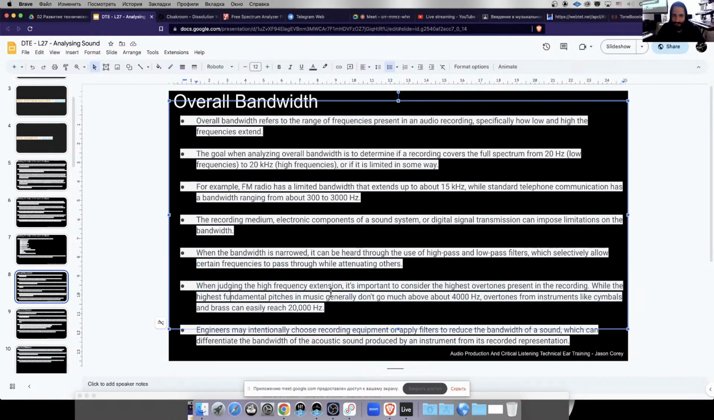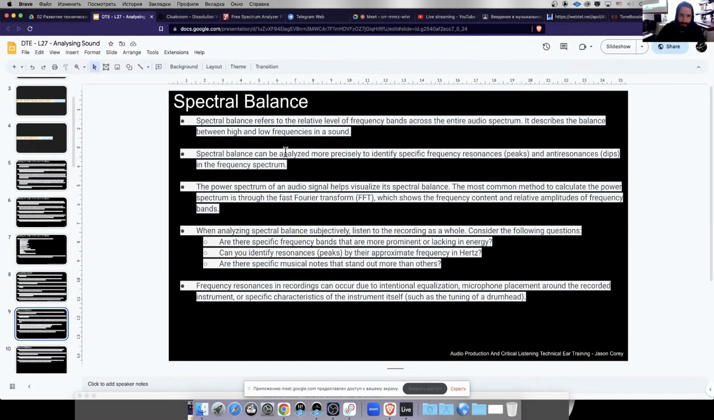While the highest fundamental pitches in music generally don't go above 4,000 hertz, basically you will feel the lack of bandwidth by focusing on the cymbals, something like that. That's what he's saying. And maybe some engineers want to narrow that bandwidth to represent an acoustic instrument in a different way.